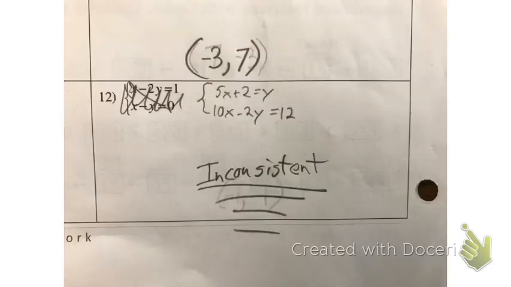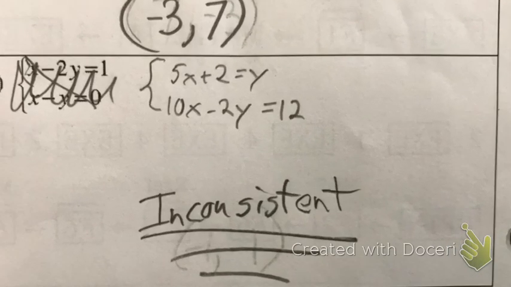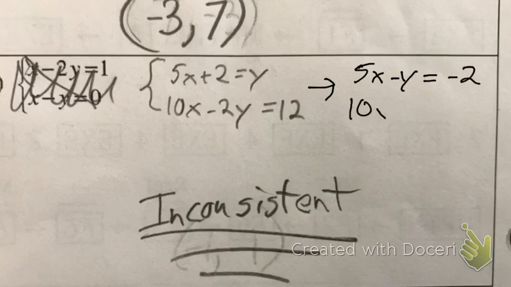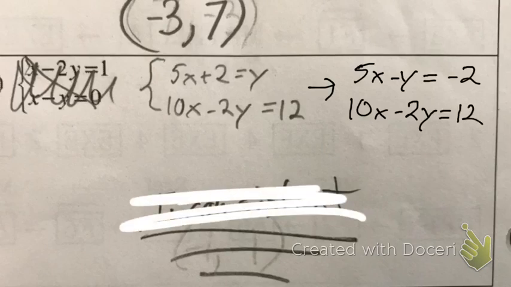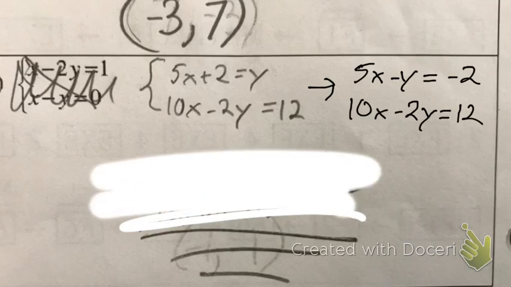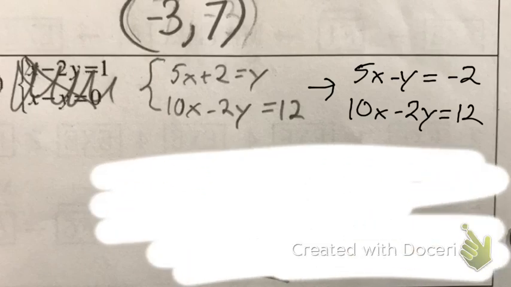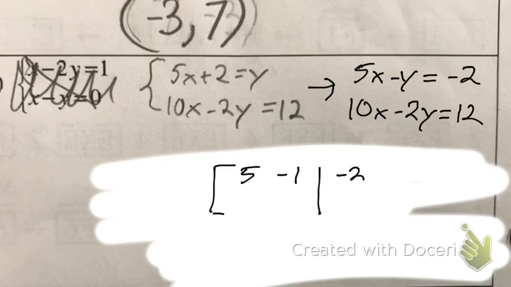So like I said, your number 12 started out looking like 5x plus 2 equals y and 10x minus 2y equals 12. You would have had to rewrite it as 5x minus y equals -2, and we would have left this as 10x minus 2y equals 12. So then in your calculator, you would have typed in the matrix 5, -1, -2, 10, -2, 12.